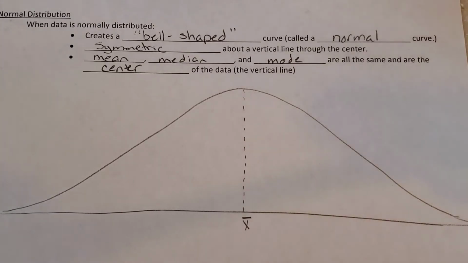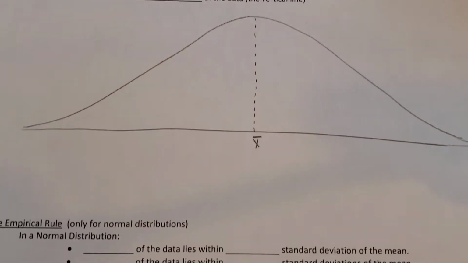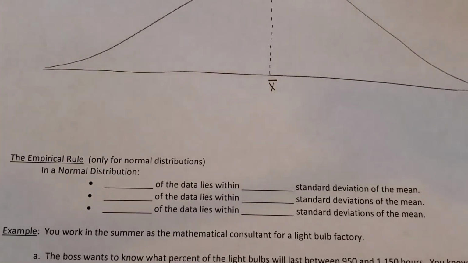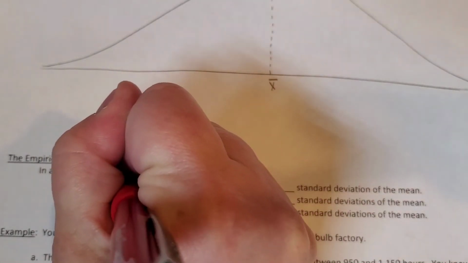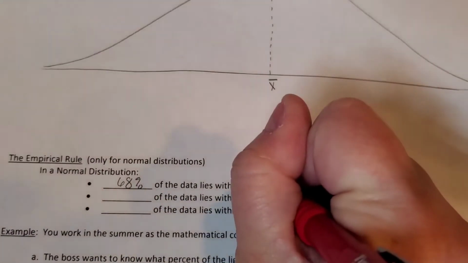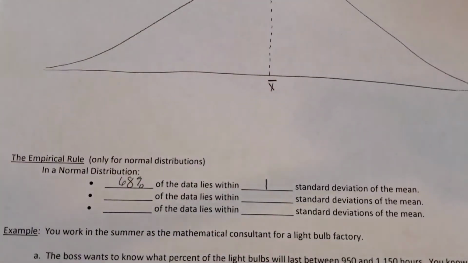When our data is normally distributed, when it's bell-shaped, when it's symmetric about the mean, median, and mode down the center, we can use what's known as the empirical rule. The empirical rule is only for normal distributions, but it tells us that if we have a normal distribution, then 68% of the data lies within one standard deviation of the mean.